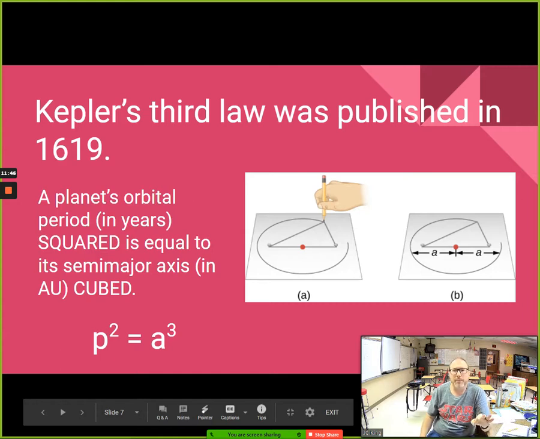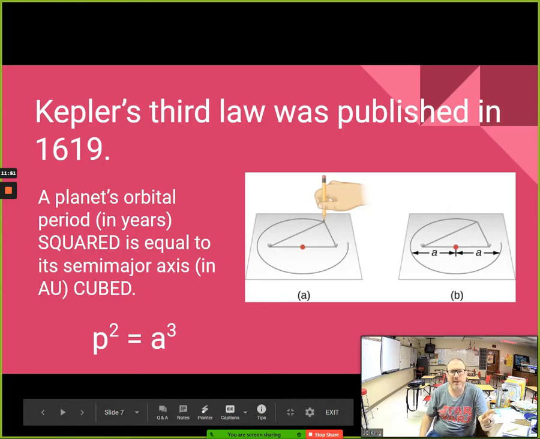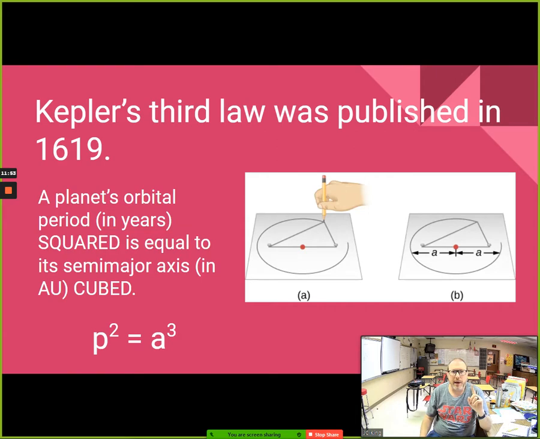Okay? I'm not sure if I've got any more slides. I do have one more slide, just kind of summarizing everything. But I want to show you the summary slide, and then I want to take a look at some planetary data, and we're going to see if planetary measurements actually line up with Kepler's formula here.